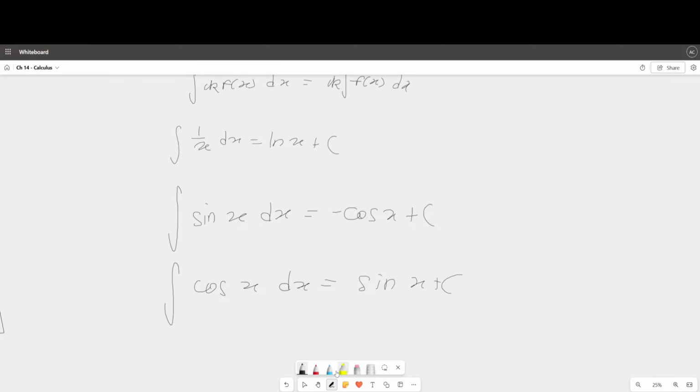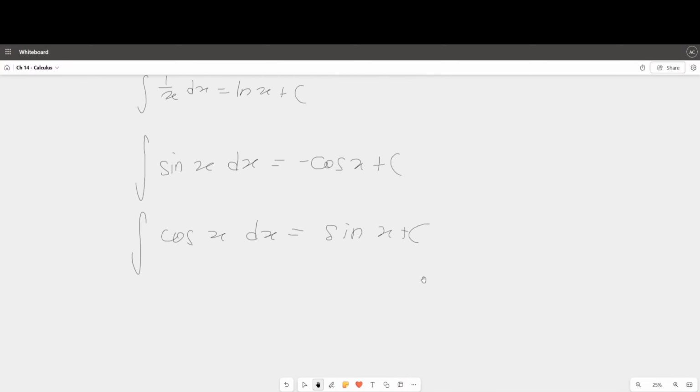And the same thing continues for all of these. The integral of e to the power x is e to the power x plus c. The integral of secant squared x will be tan x plus c.